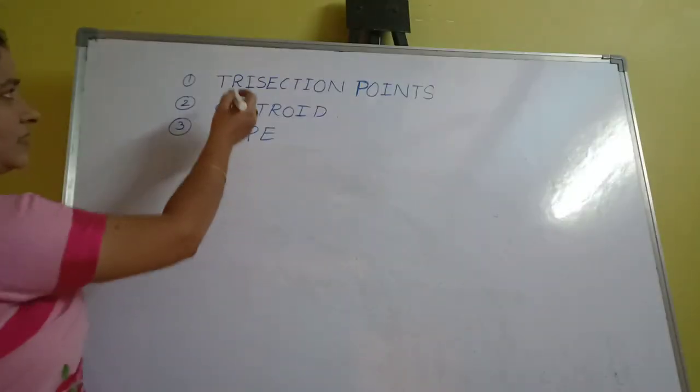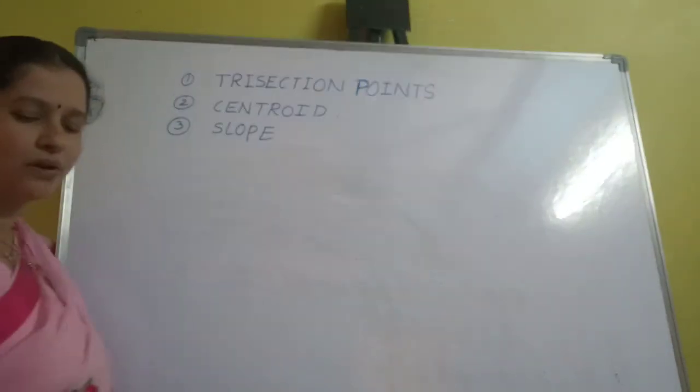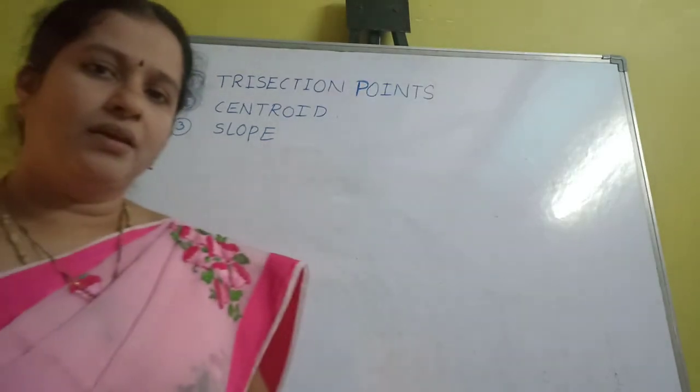So today we discussed trisection points, centroid and slope. In the next class we will continue with other formulas.